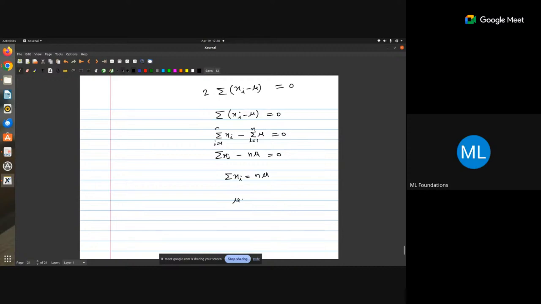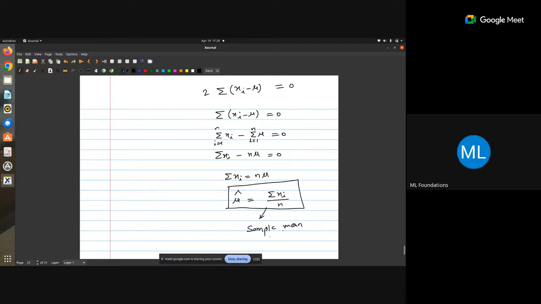So mu will become summation of xi divided by n, and this is mu hat. This is basically a sample mean. But this sample is coming from a normal distribution. Previously, we have seen that for the exponential distribution, it was n upon x1 plus x2, or n upon summation of xi, which was 1 upon the sample mean. But that sample was coming from an exponential distribution.